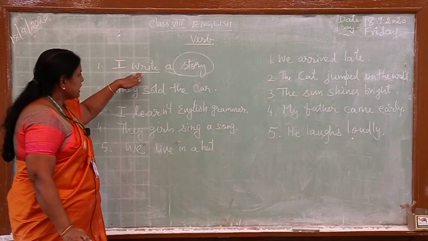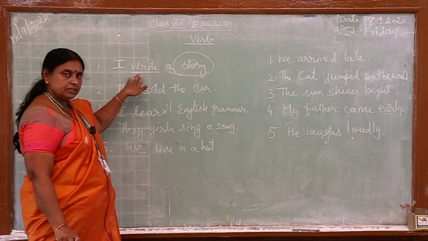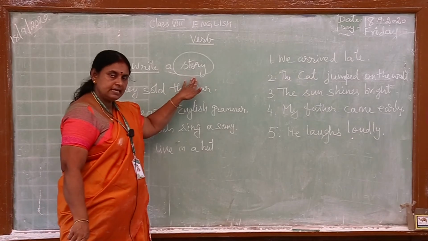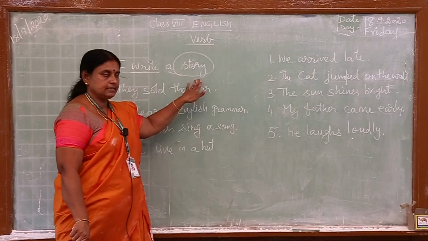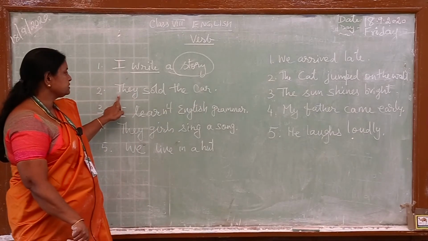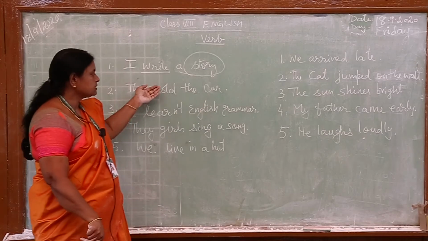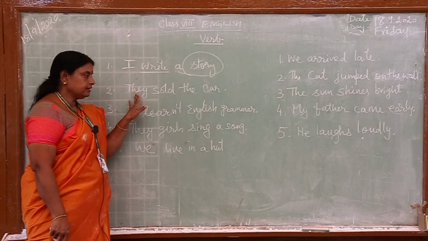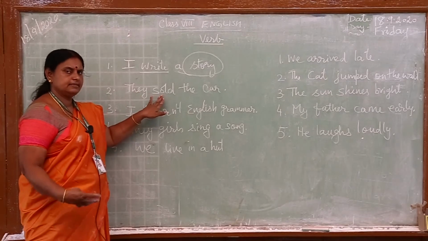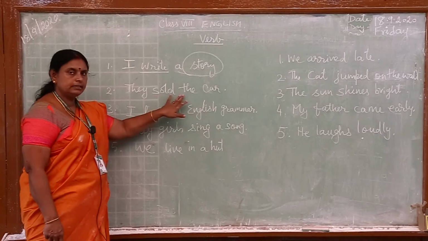So it is an action word with an object. You can see the action word is there, and the action word has an object. Now again here you see: they sold the car. This is the subject, they. What are they doing? They are selling. Sold is the past tense of sell. So they sold the car.